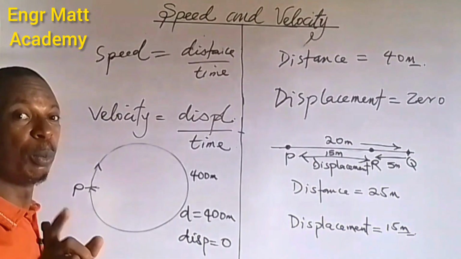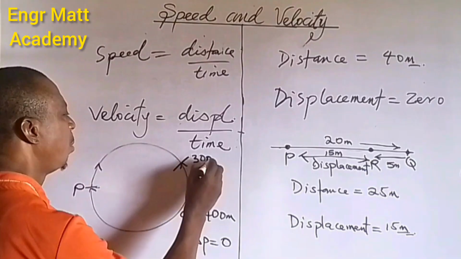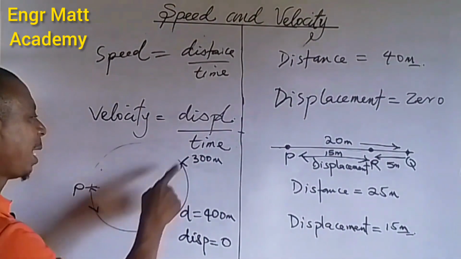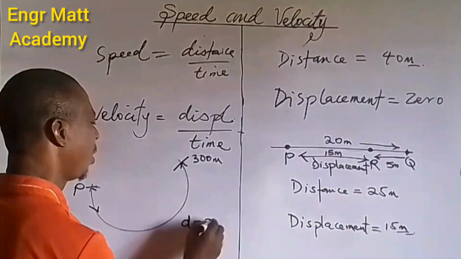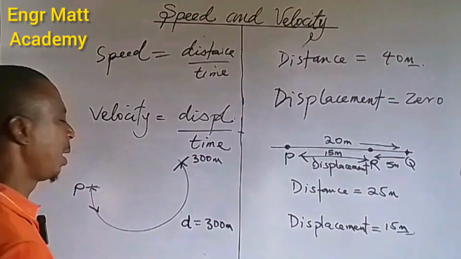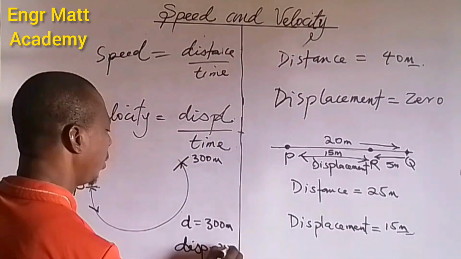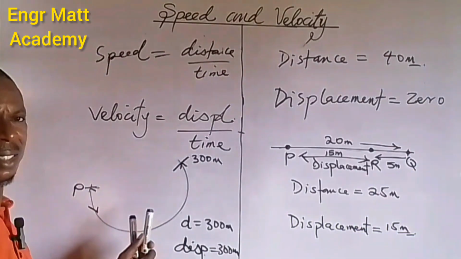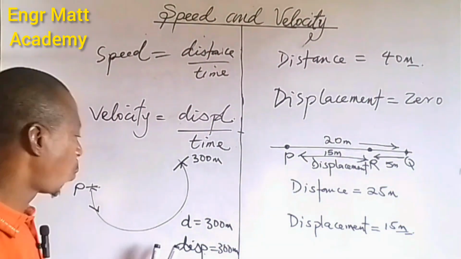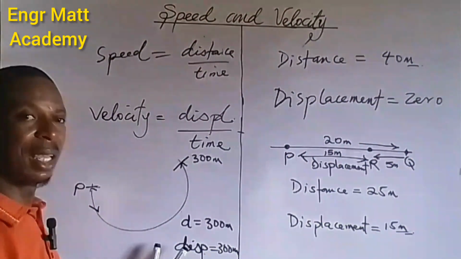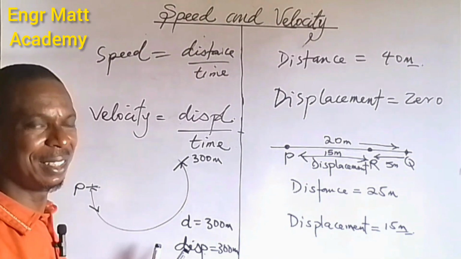But assuming you didn't complete the race, you stopped somewhere at the 300-meter mark, you started and ended there. What happens? Distance is 300 meters and displacement is 300 meters. In this case, the speed and the velocity will be the same. That is why most times we use speed and velocity interchangeably, but they are not exactly the same.